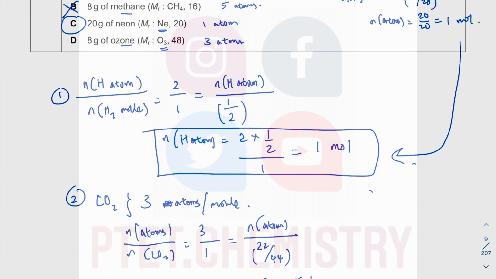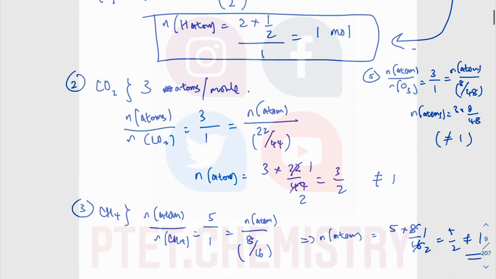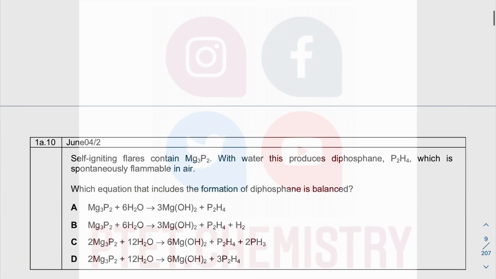But if I quickly work out for D, the mole of the atom over the mole of all the O3 molecules is 3 atoms for 1 O3 molecule, and the mass over the Mr, because the bottom one is the mole of O3. You can see the mole of atoms there is 3 times 8 over 48. I can tell you that is definitely not 1 mole, because 8 times 3 is 24, and 24 over 48 is 1 over 2. Okay, so not so bad there. It's a question about atoms versus molecules. Just gotta be careful when you're reading.